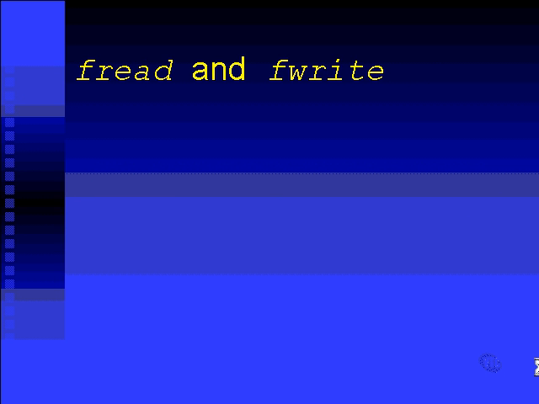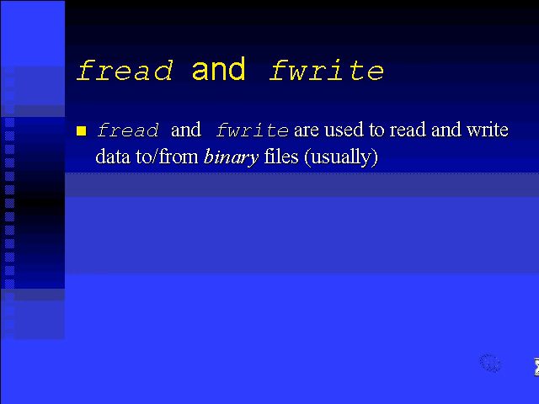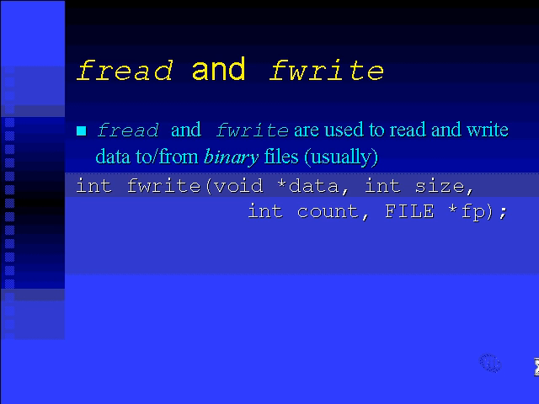fread and fwrite. Okay, now you won't have seen those before. They're a little bit trickier, but they're actually quite easy to get the hang of. So let's have a look at those. They're used to read and write data to and from binary files, not exclusively, but almost always.